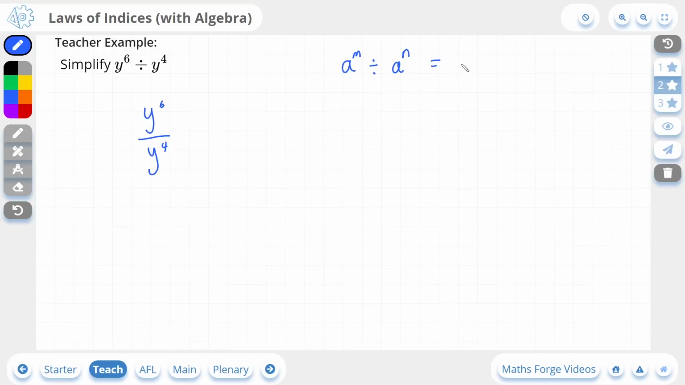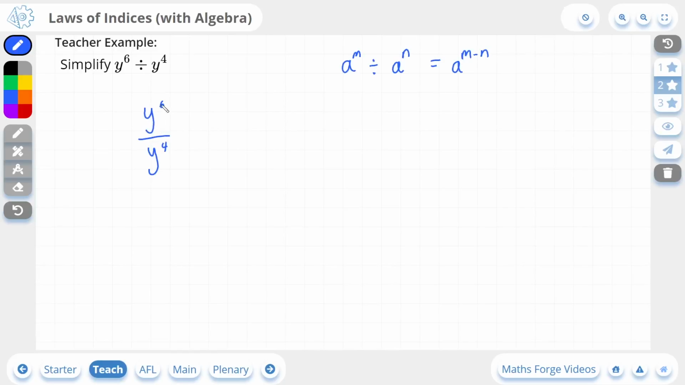You have, for your answer, the same base value a, but instead of adding the powers here, which you would have done if you were multiplying the same base value, you subtract their powers, and you do it from left to right. So it's going to be m minus n. And this should give you the final answer for any problem you're solving.